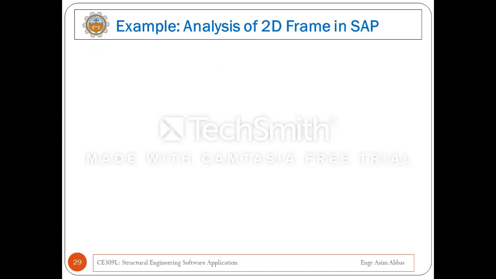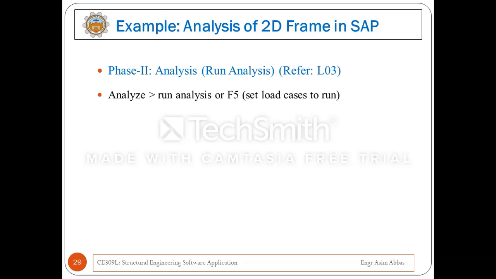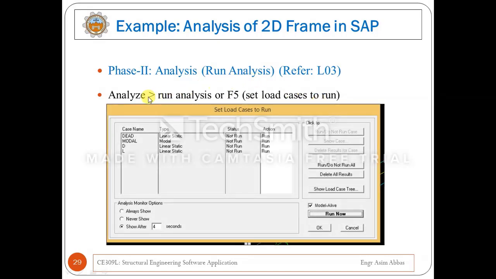Phase 2 is about running the analysis. How will you run the analysis? You just go to the Analyze menu, then click on Run Analysis or press F5. In this phase you will set the load cases to run. When you click on Run Analysis, this window will appear. From this menu you can set the different load cases you want to run. When you have set your load cases, just click on Run Now, and the analysis will start.